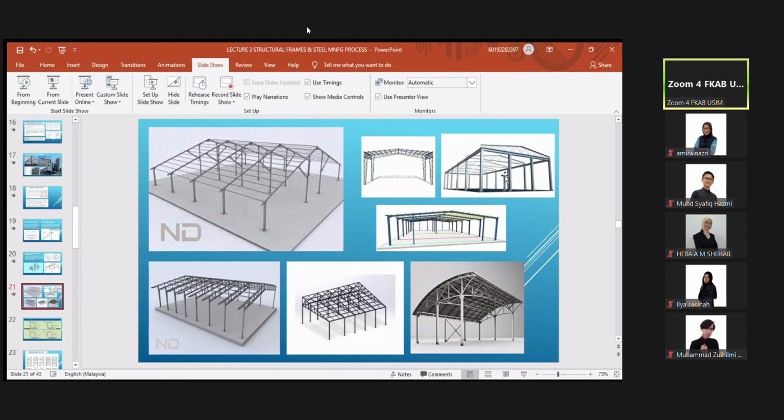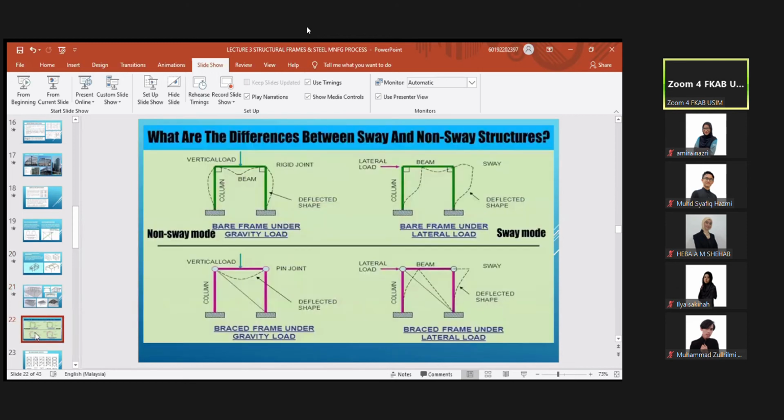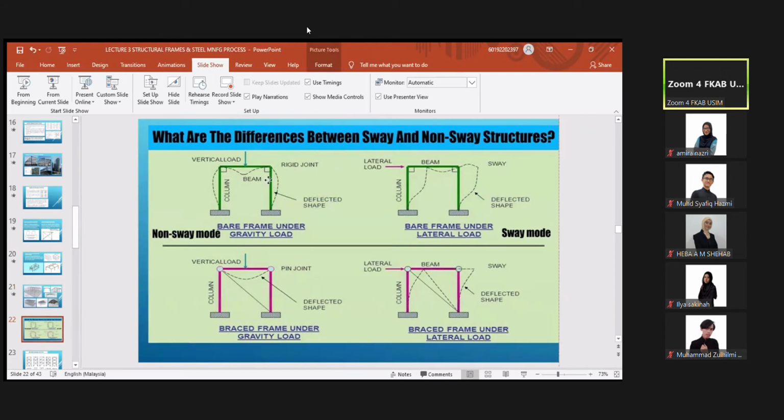Some lifter that can carry the load and move the back and move around. Okay, another one about sway. It's a more similar thing we do. Load here, either the column is blocked in that way or this way. It depends on where the load is moving.